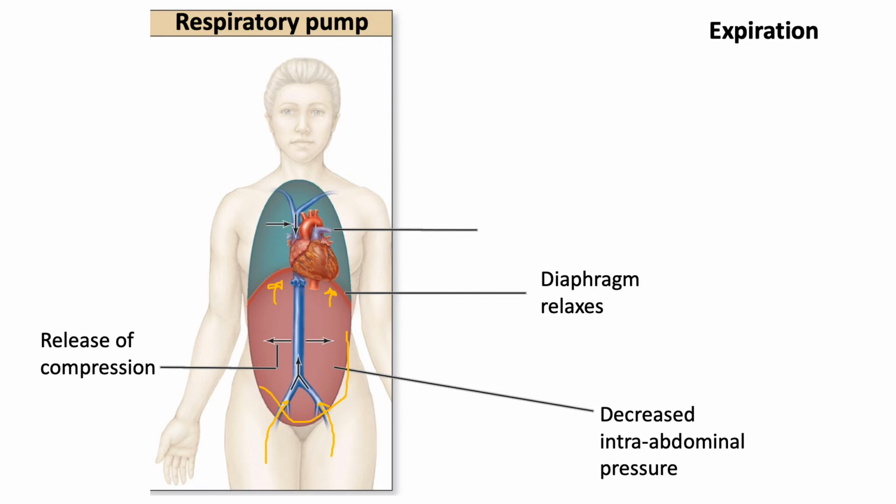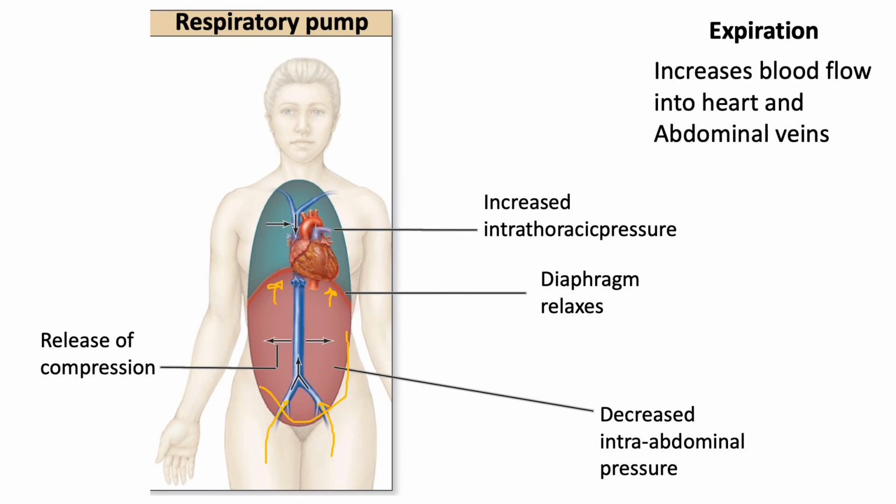Simultaneously, if our diaphragm is relaxing, then our thoracic cavity is getting smaller. There's a lower volume, which means there's going to be increased intrathoracic pressure. That's going to put pressure on the vessels within the thoracic cavity to drive blood into the heart. So with expiration, we see an increase in blood flow into the heart and the abdominal veins.